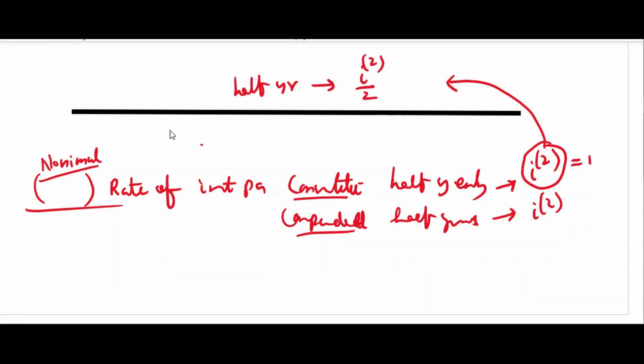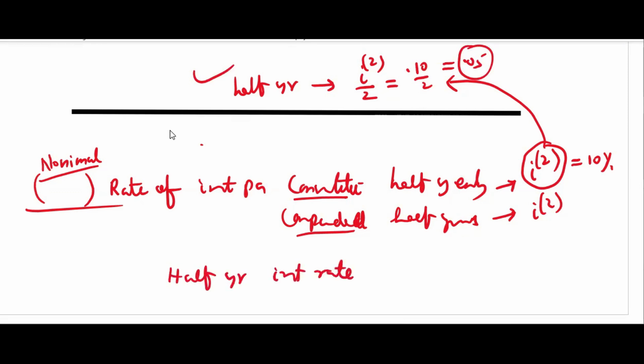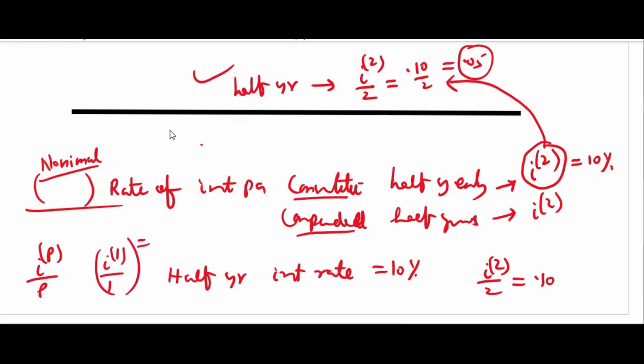Suppose this is given as 10%, this will be 5%. This is one thing. The other thing is that the half year interest rate is given directly, say 10%. Then you need to take I2 divided by 2 as 10%. The thing you need to remember is that interest rates are always IP upon P. Even the 1 year interest rate is I1 upon 1, which is only I.